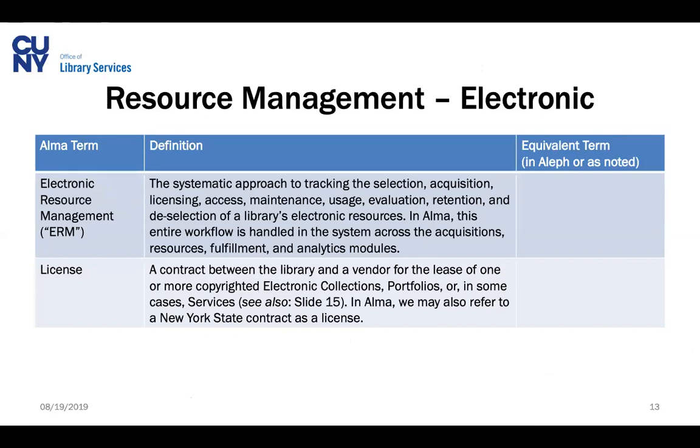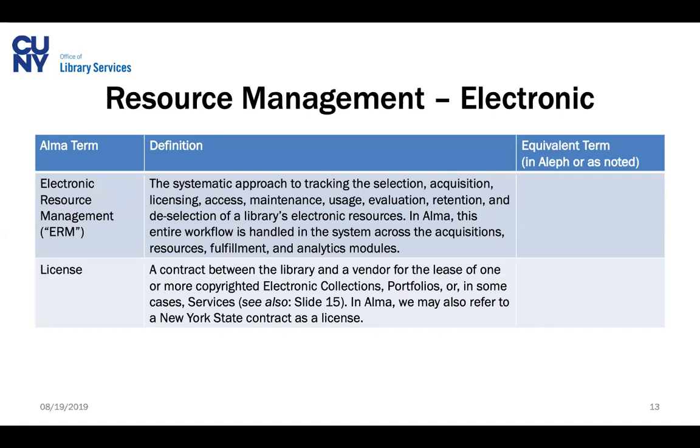Okay, Nancy? Yep. Hi, everybody. This is resource management, electronic. So electronic resource management, or ERM, is the systematic approach to tracking the selection, acquisition, licensing, access, maintenance, usage, evaluation, retention, and deselection of a library's electronic resources. In Alma, this entire workflow is handled in the system across the acquisitions, resources, fulfillment, and analytics modules.